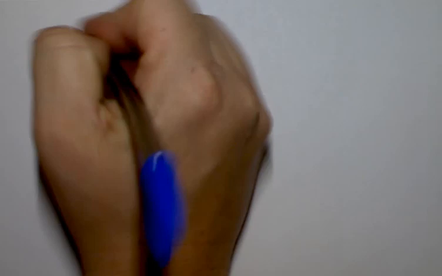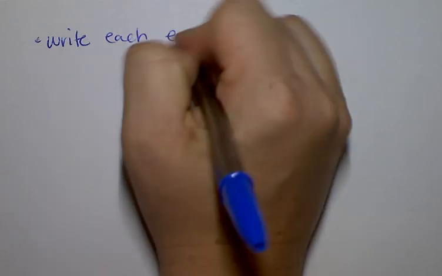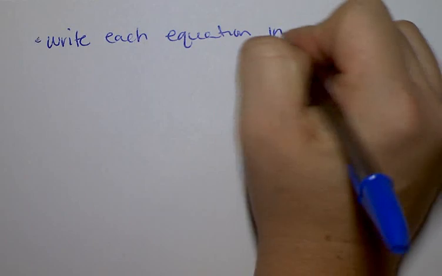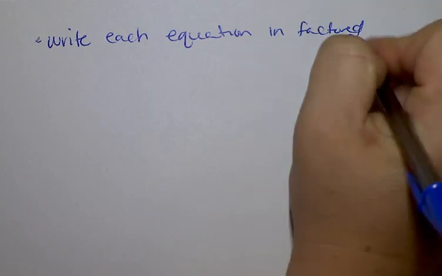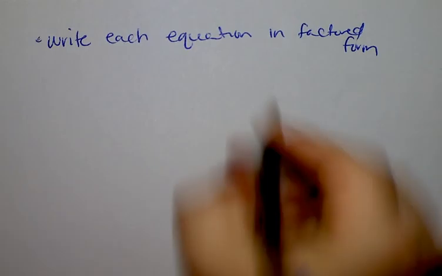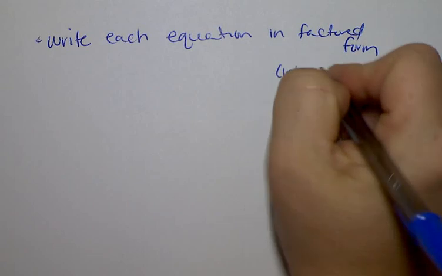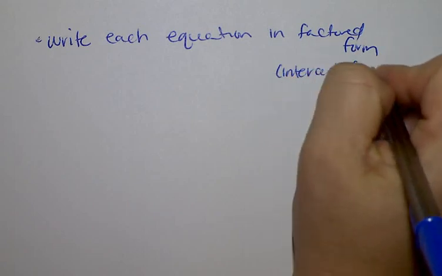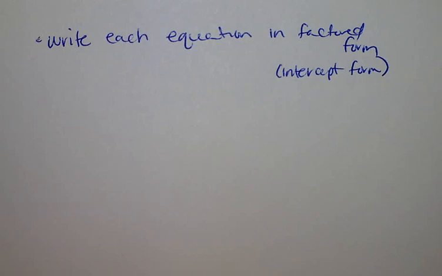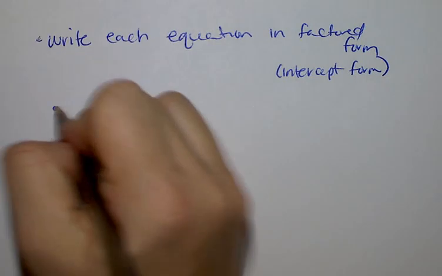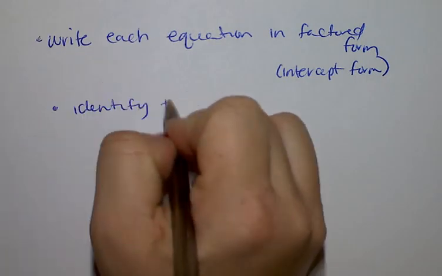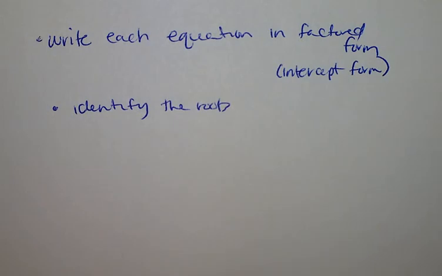The goal for today is to do two things. It is to write each equation in factored form. Another word for factored form would be intercept form. Write each equation in factored form and then identify the roots. So, two steps.